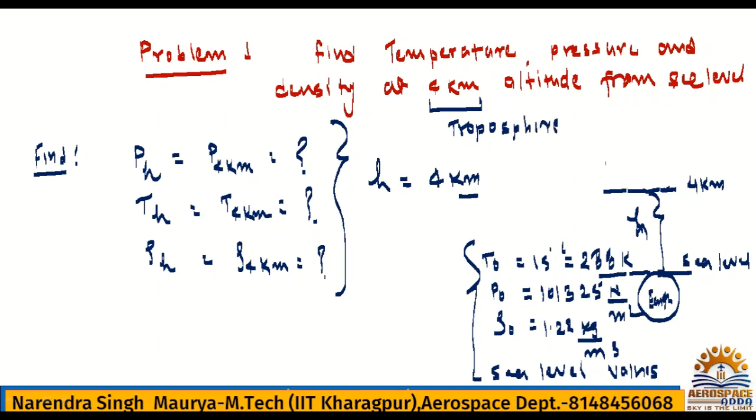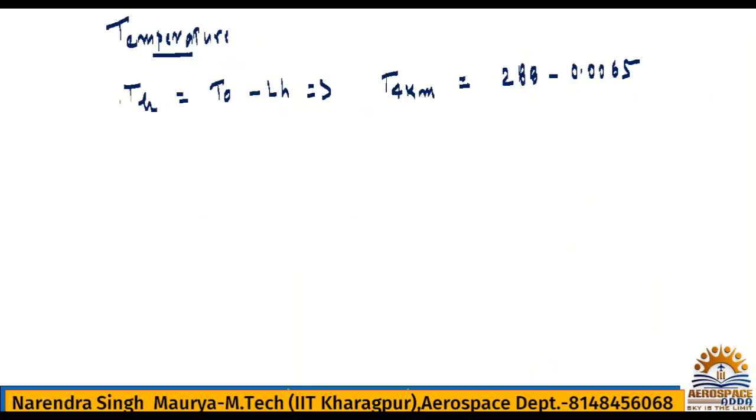First, the troposphere range is what? Till 11 km. So remember this: this is the troposphere, so you will use the troposphere formula. This is the troposphere temperature variation formula.